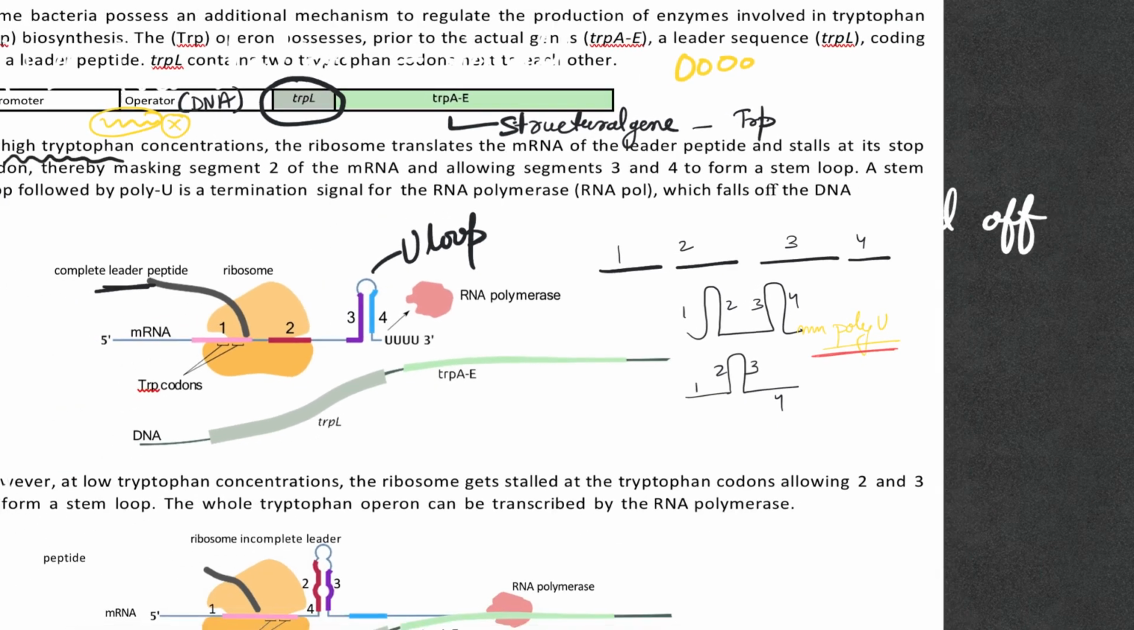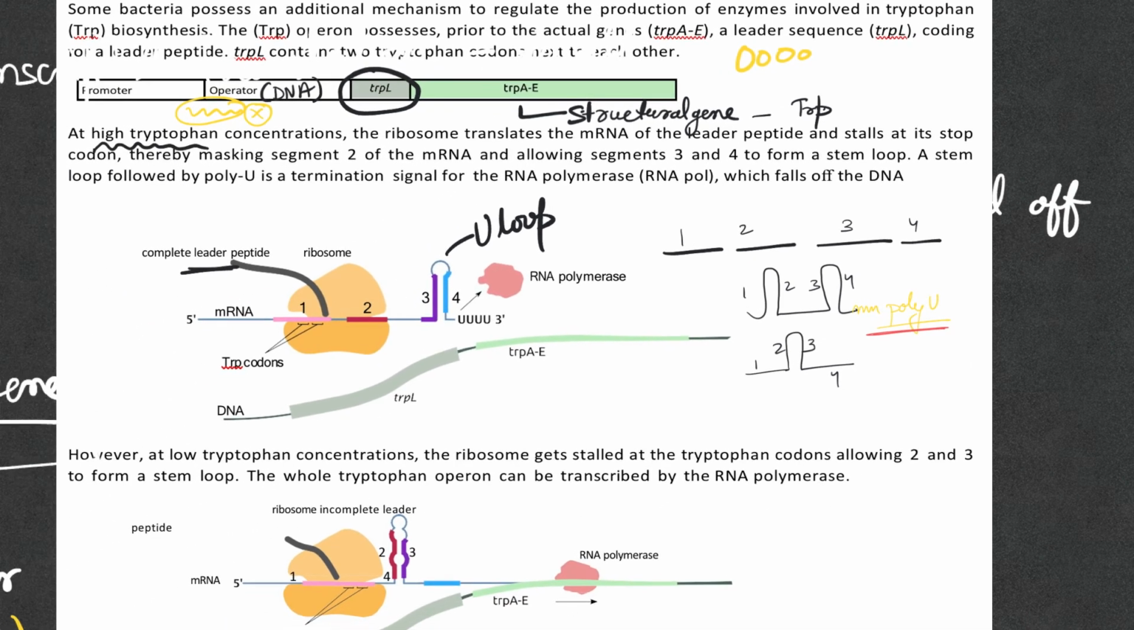So when I do have high levels of tryptophan, the tryptophan binds to a particular tRNA. Of course, you understand it's an amino acid. So I have this product, tryptophan with the tRNA. If I have a lot of tryptophan, I'll have a lot of tryptophan-tRNA complex, and if this complex is available, the ribosome is translating the mRNA. Once again, remember that translation and transcription are happening hand in hand.